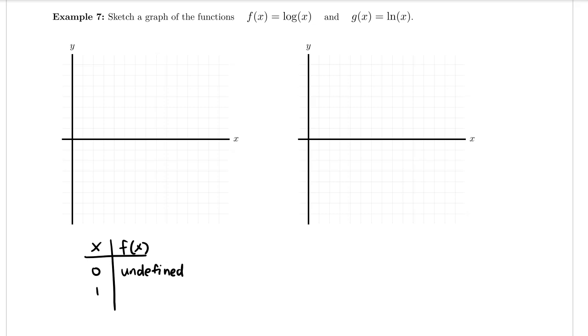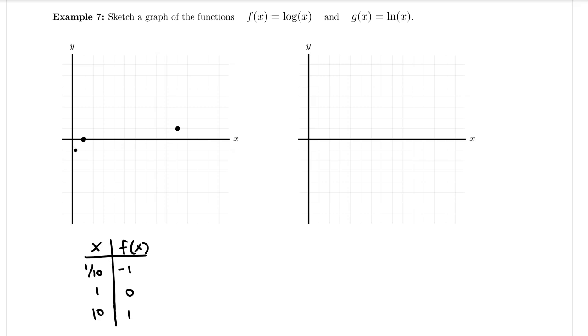So if I plug in 1, my output is going to be 0. I'm going to plot a point there. And then the next input value that's going to give me an integer output value would be 10. So the output value for 10 would be 1 because log of 10 is 1. So I'm going to go ahead and count 10. So we've plotted that point. Now I also want to plug in another input value that would give me an integer output value, and that's going to be 1/10. Log of 1/10 is equal to -1. So that's going to be about here.